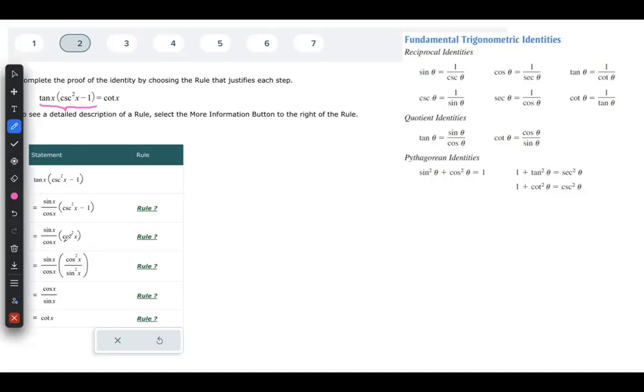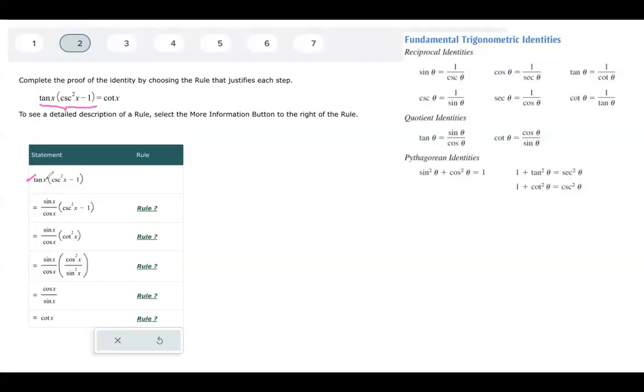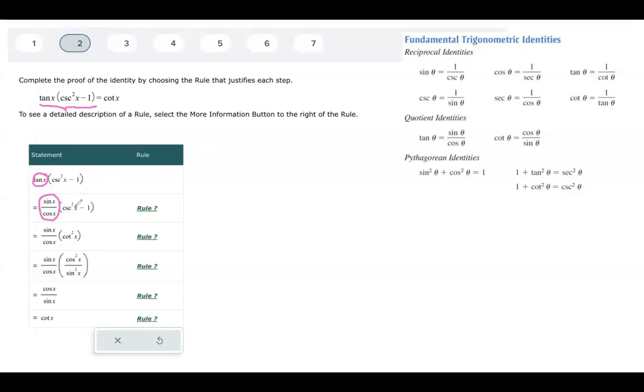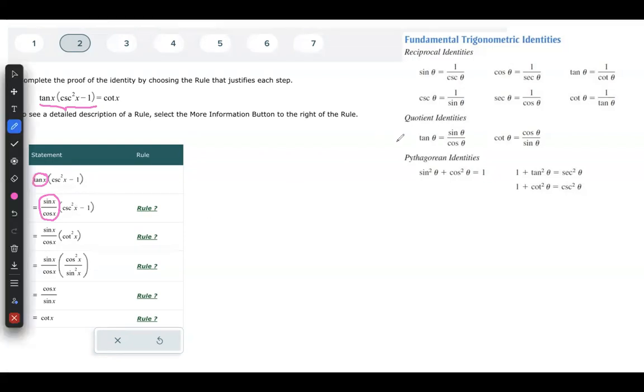We're given one step at a time, and we have to decide which identity is being used every step of the way. On the first statement, you have the same exact expression that you had on the left-hand side of the equation. Then, from that first step to the second, the only thing that happened was the tangent of x became sine of x over cosine. What identity allows you to do that?